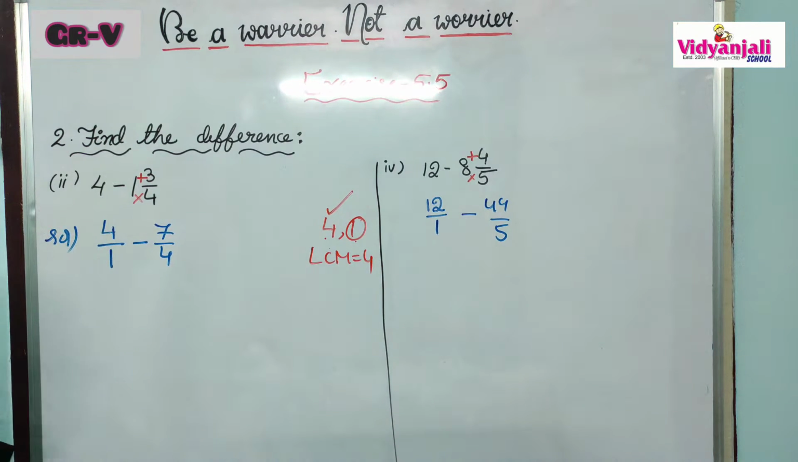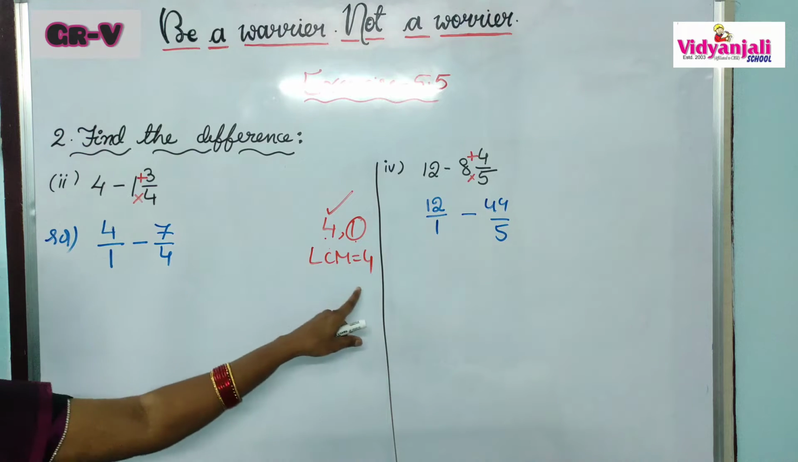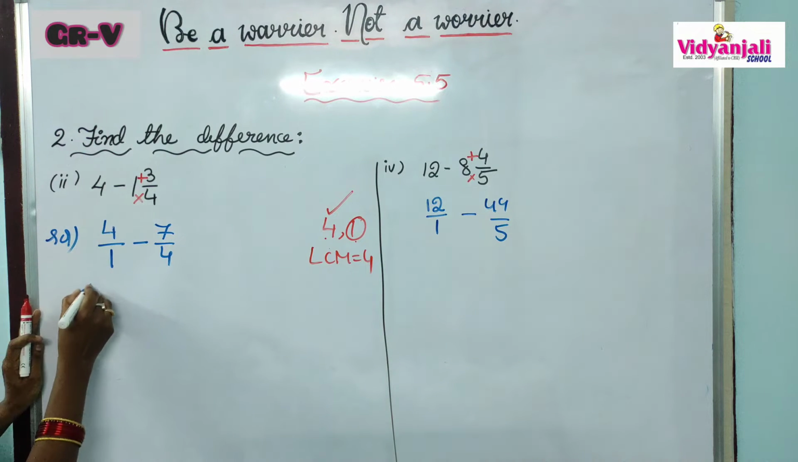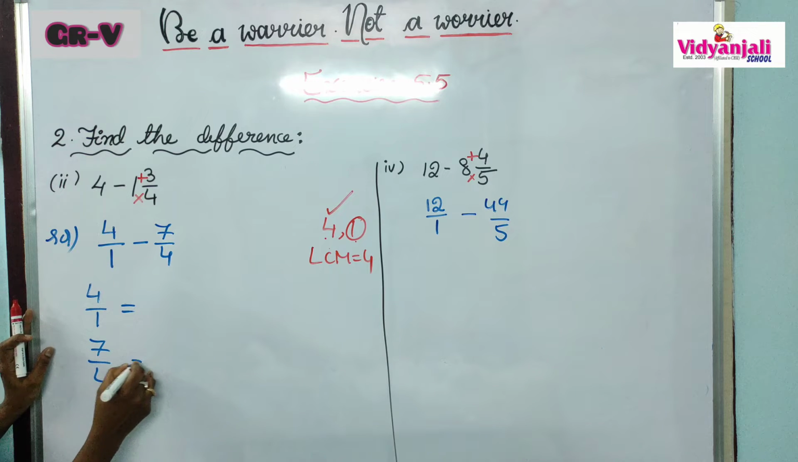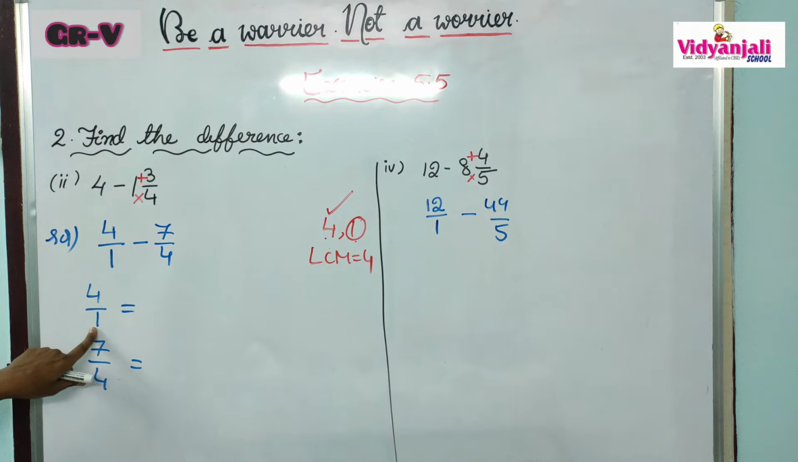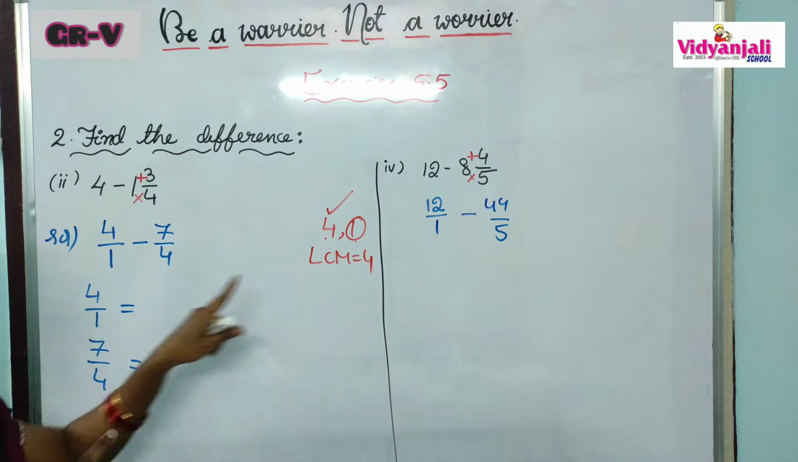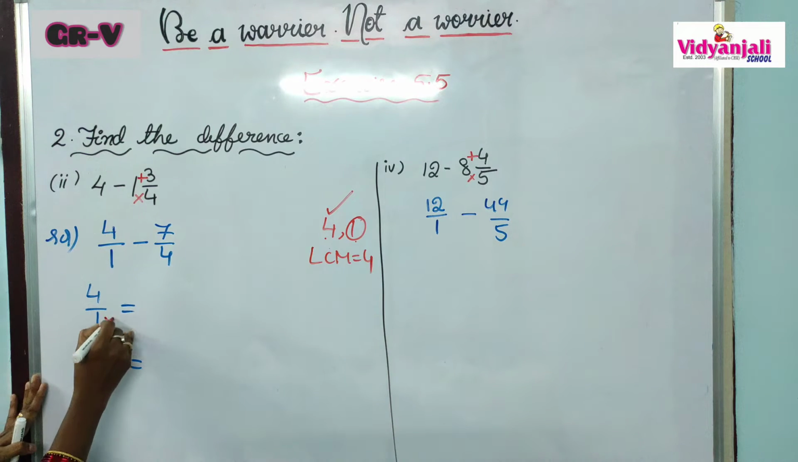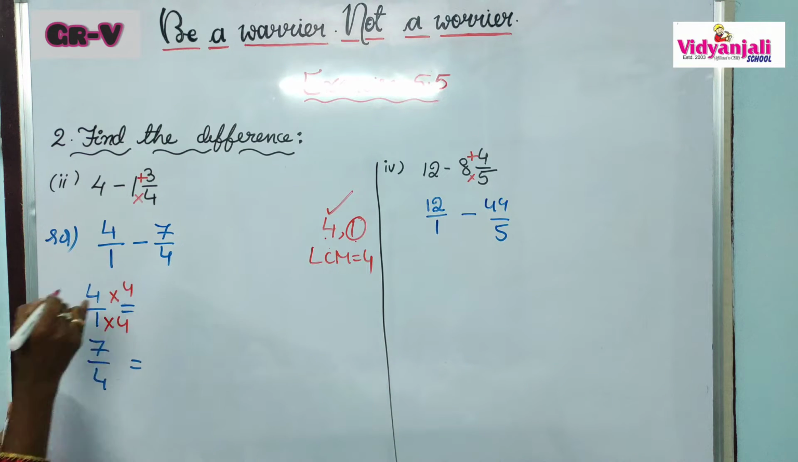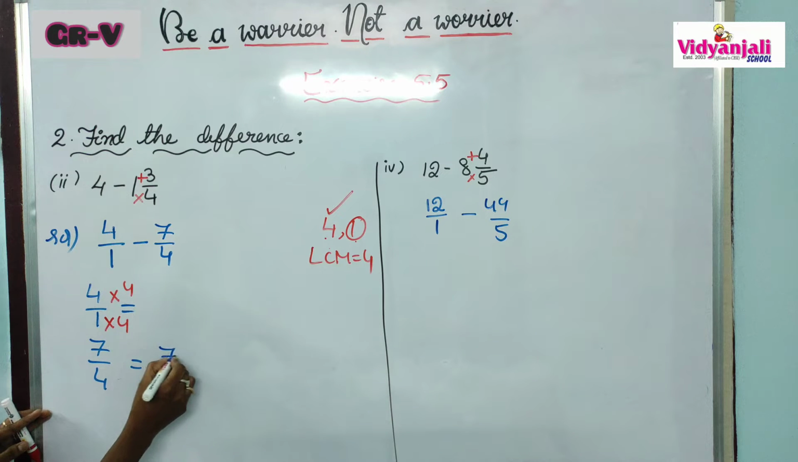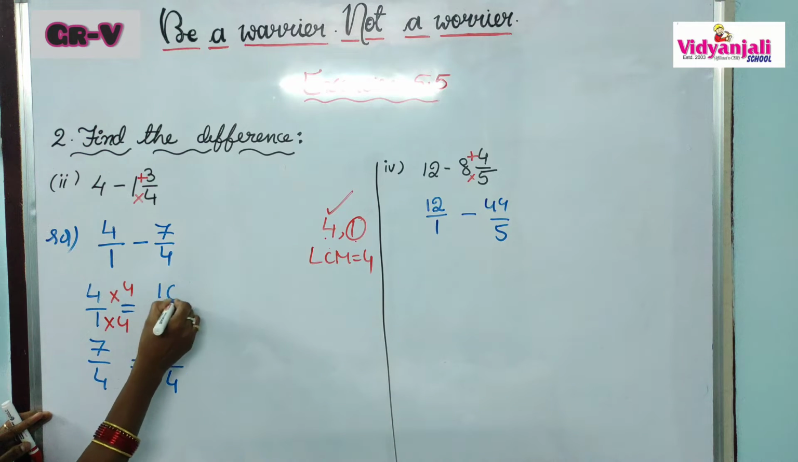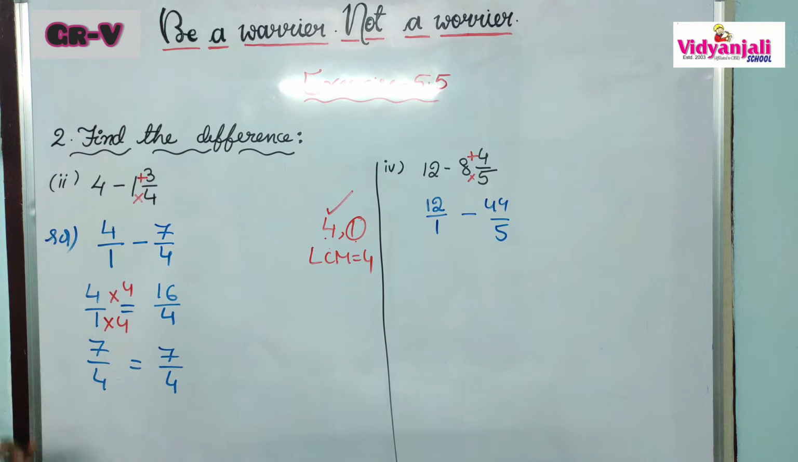Now, step 2, make the denominators as 4. Let's take 4 by 1 and 7 by 4. Tell me, children, with which number we should multiply 1 to make it 4? 1 4s are 4, right? Into 4. Now already we have 4 only, so no need to multiply with anything. Directly you write 7 by 4. So it becomes 16 by 4. This is 7 by 4.